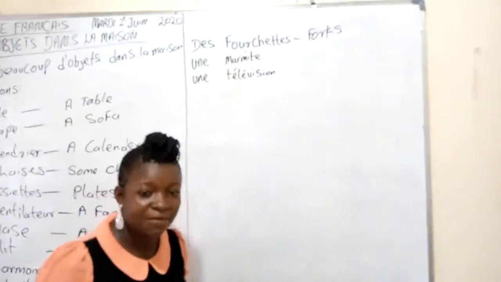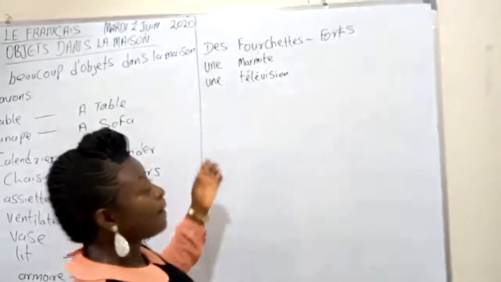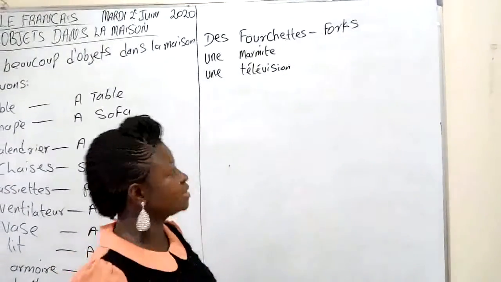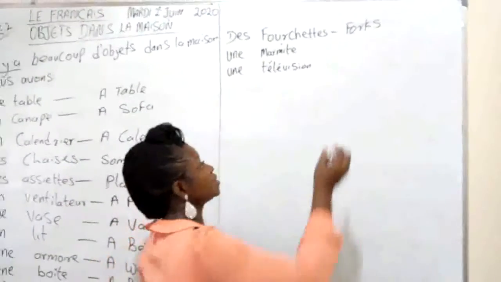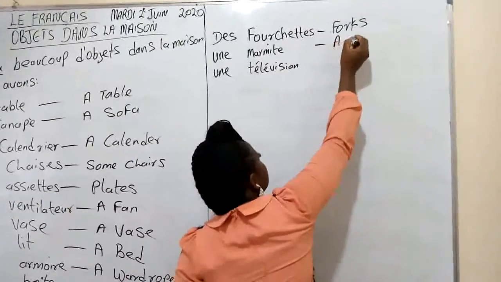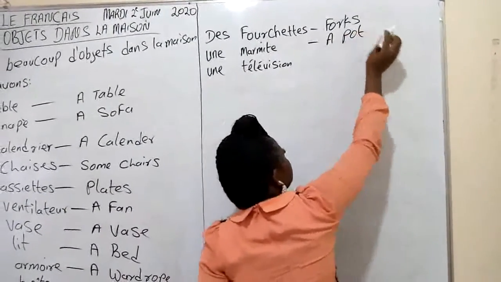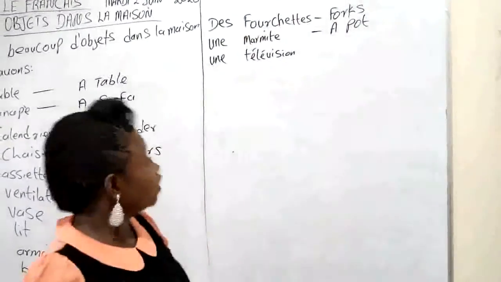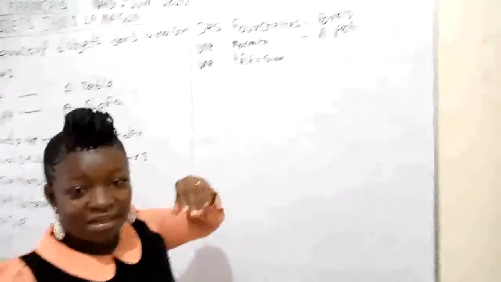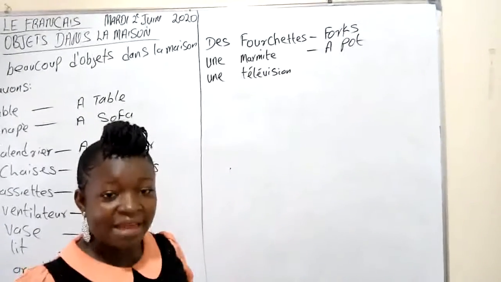Alright, the next one is une marmite. Very important. It's found in the kitchen. Une marmite. It's a pot. A pot used in cooking. Alright. The last but not the least, that's not all that we can find in the house.